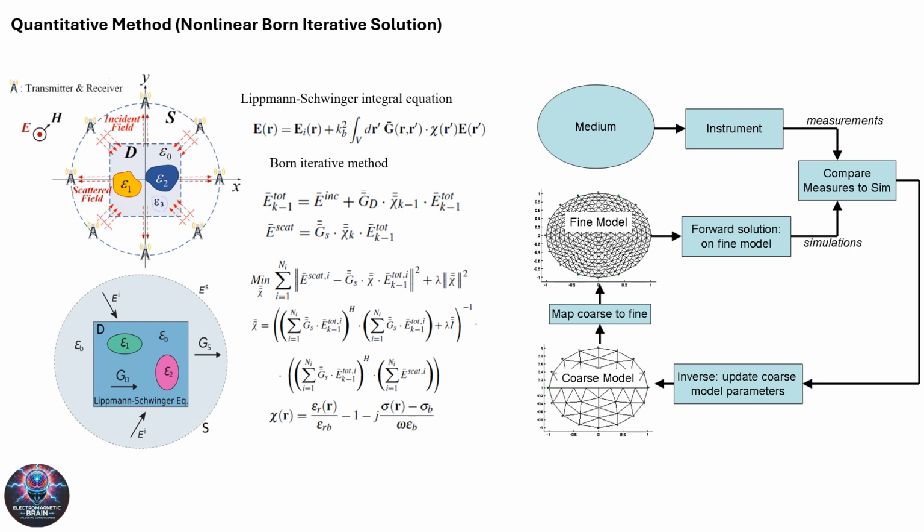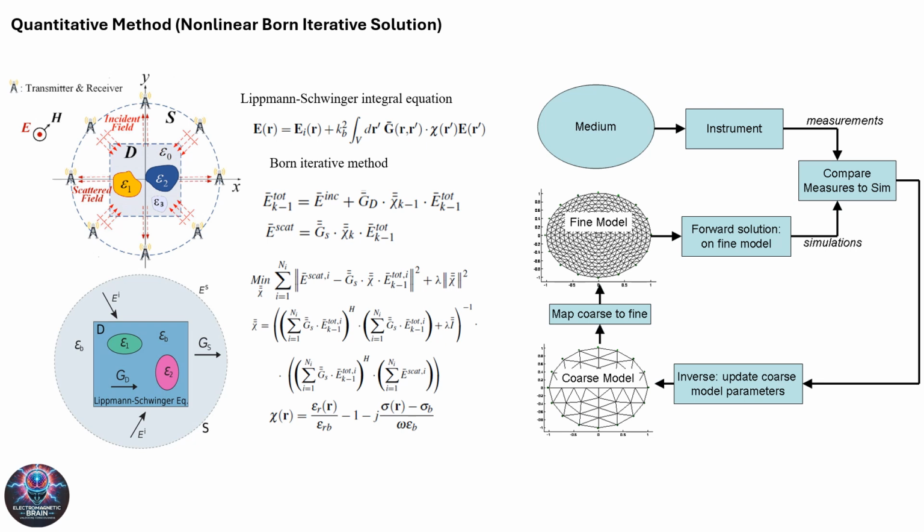Here we are going to explain one of the main methods under quantitative imaging, which is called the Born Iterative Method, BIM. BIM is typically used when the scattered field is weak and assumes that the object's internal contrasts are small. This iterative approach starts from an initial guess and updates the solution step by step, refining the reconstruction. To describe the BIM solution, here we brought the brain electromagnetic imaging example.